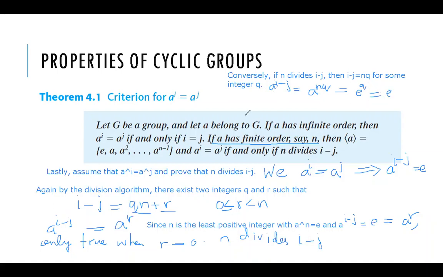So a^(i-j) equals e, and if I multiply both sides by a^j, then this is equal to a^i equals a^j. So this implies a^i equals a^j. What we have done is multiplying both sides by a^j on this equation. So we get the desired result. This is the end of the proof. This is a very important criterion, a very important theorem for cyclic groups, and it has two corollaries, which are given in the next slide.